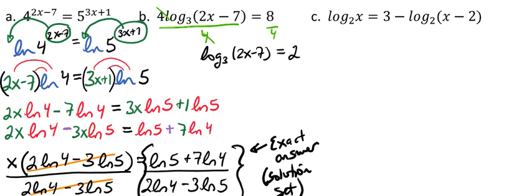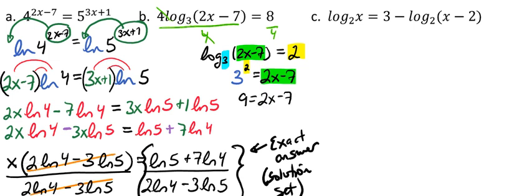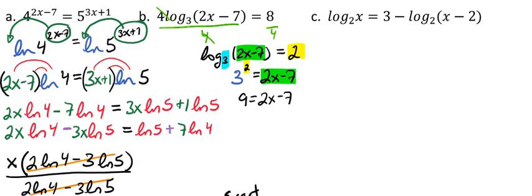Now from here, we're going to rewrite this in exponential form. We're going to take our base of 3 and raise it to that second power, which we got right here, and that should be set equal to that 2x minus 7 from right here. Okay, so there's our pieces. So we have 9 equals 2x minus 7, and we're going to solve from there.